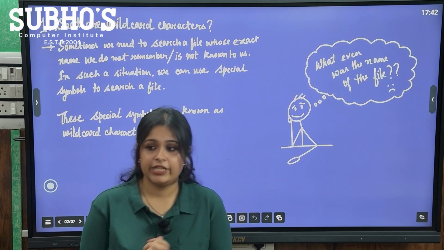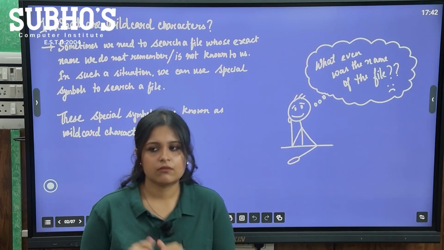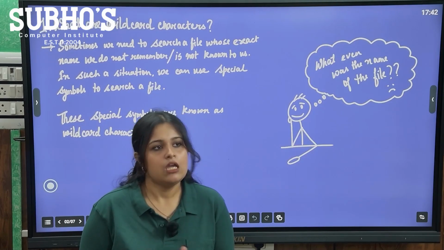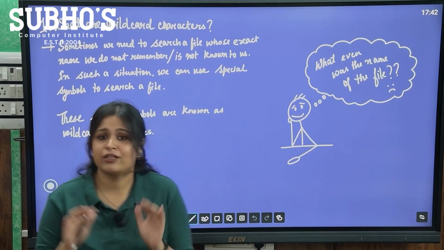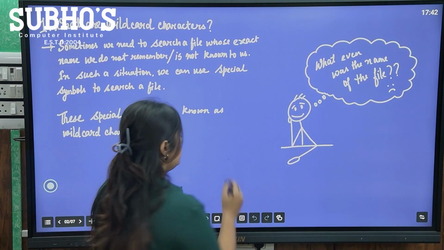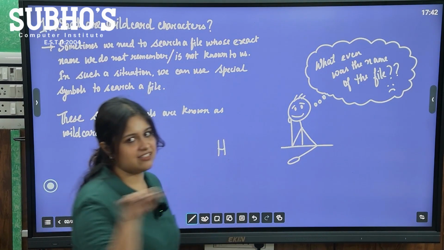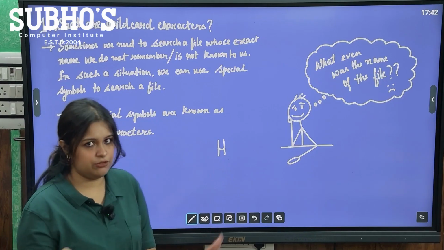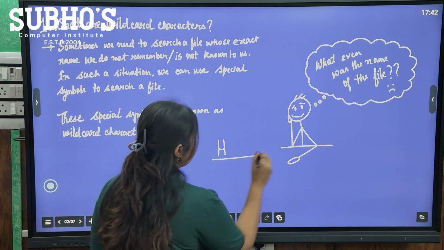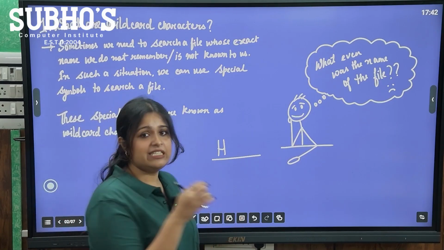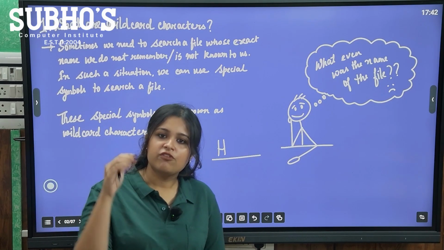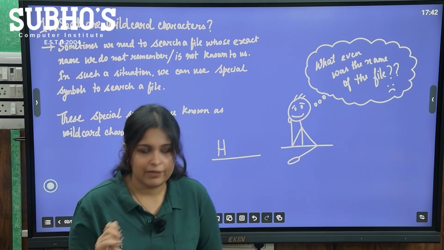Let's suppose you create a file with the name hello and it's an image file. Now we're again going to assume you forgot the name of the file. So now you only remember H and that's it. This is all that you remember. How are you going to find the file then? You're basically going to use these special symbols to find your specific file.